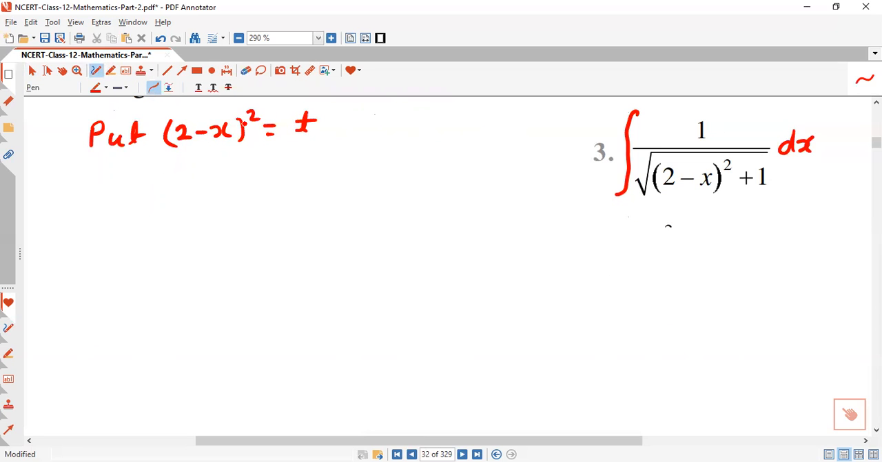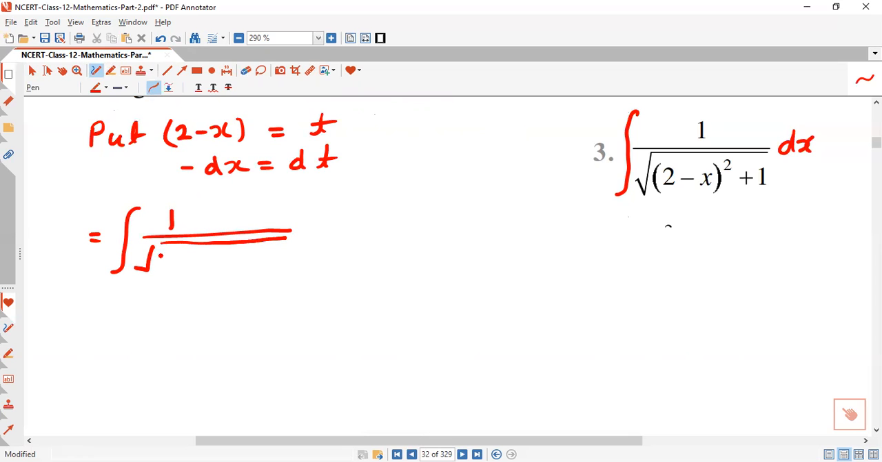Okay. Not a square. Let's say 2 minus x equal to t. Taking differentiation, we are getting minus dx equal to dt. So now, this integration becomes what? This whole integration becomes 1 upon under root t square plus 1, where 2 minus x is t, and dx becomes minus dt.